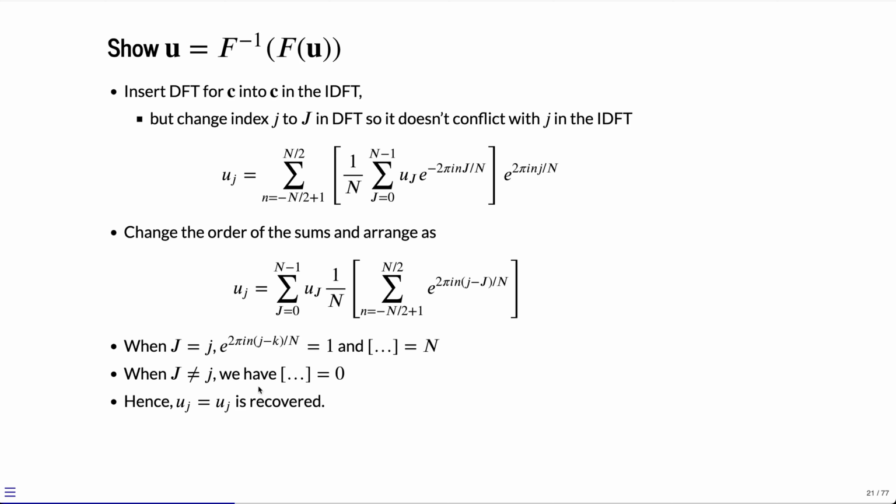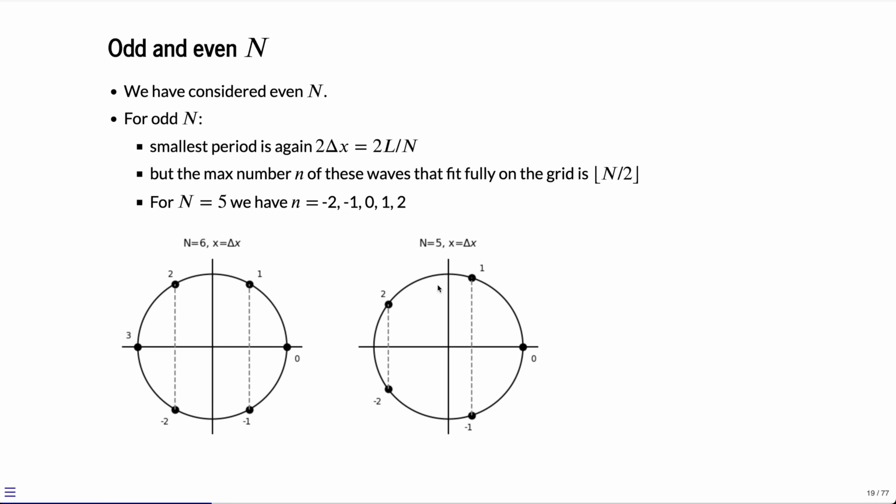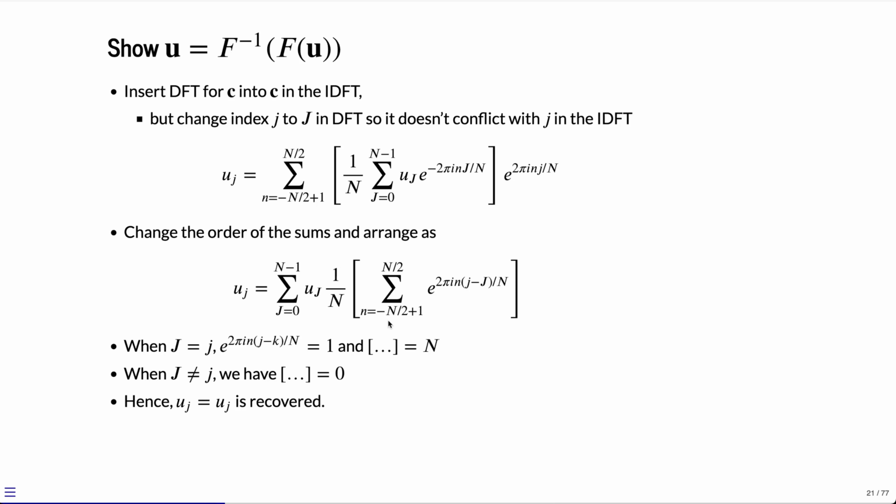When j is not equal to J, this term in brackets is 0, which is basically saying that the sum of all these points around the circle sum to 0. So you can see for this particular image that these two will cancel, and these points cancel out as well. So you can show that in various levels of detail if you like.